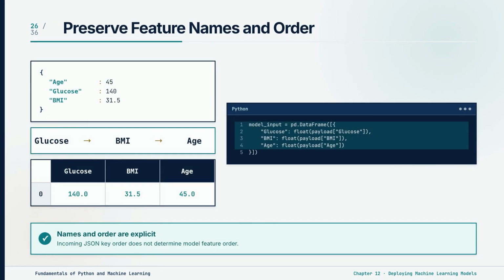Construct a one-row pandas DataFrame using the exact feature names used during training. Explicitly convert each value to a float. If conversion fails, return a controlled 400 response. Using a DataFrame preserves feature names and reduces the risk of accidentally reversing the input order. The model pipeline receives glucose, BMI, and age in the same structure used when it was fitted. This data contract should be documented for every client.